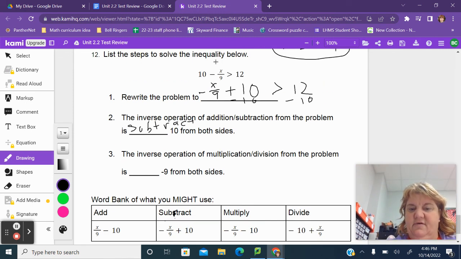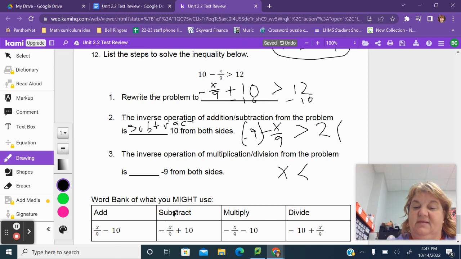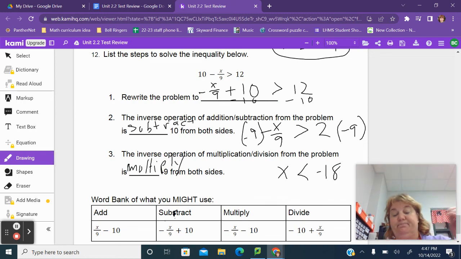So now I have negative x over 9 is greater than 2. What do I do now? Well, I'm dividing, so I'm going to multiply by a negative 9. So I'll end up flipping the sign. Just to let you know, I would end up flipping the sign. It would look like that. And my answer, if I multiply this side by negative 9, would be negative 18. But they're not asking for that. They were just asking what I do next. And I multiply. Okay, all done.